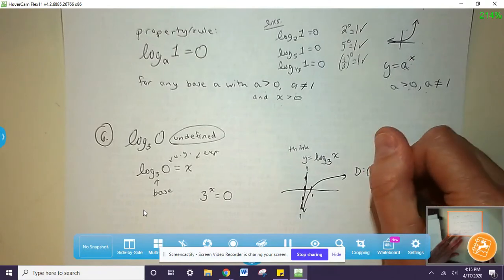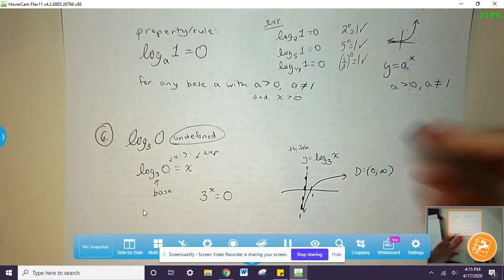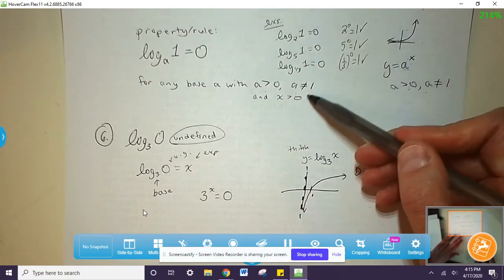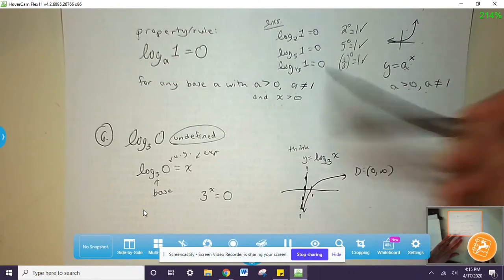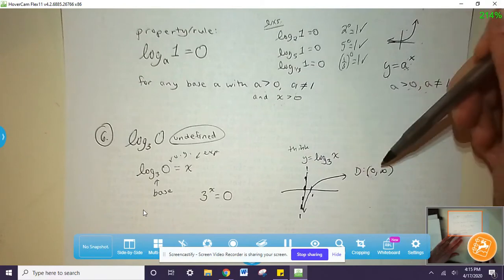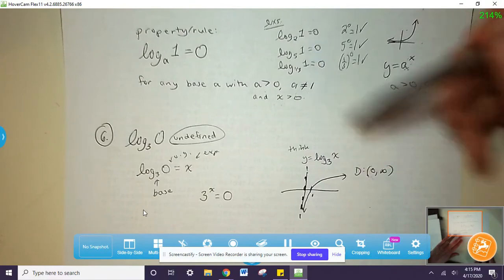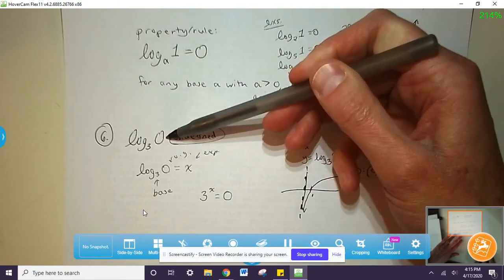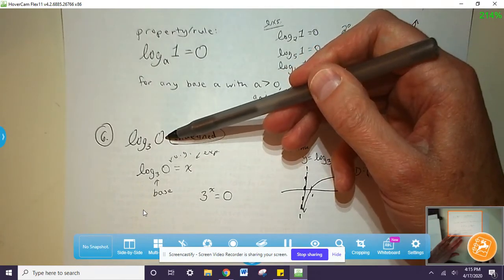The domain of this is 0 to infinity, not including 0. That's why when I gave you the definition of a log, it had x greater than 0. Because if you look at the log graph, that is your domain. X greater than 0 is the same as this in interval notation. So that's why you can't find the log of 0.